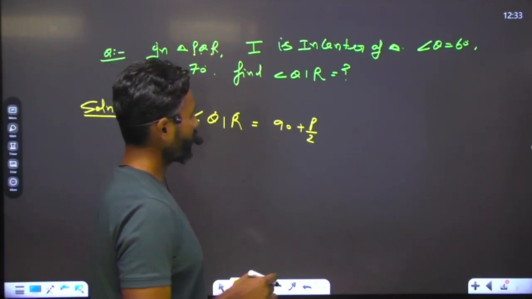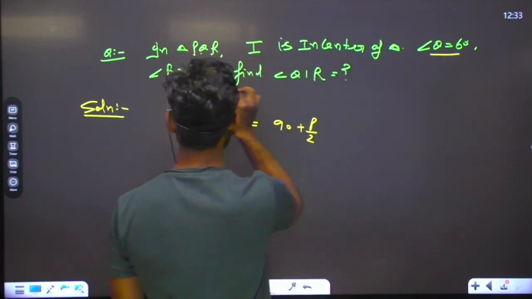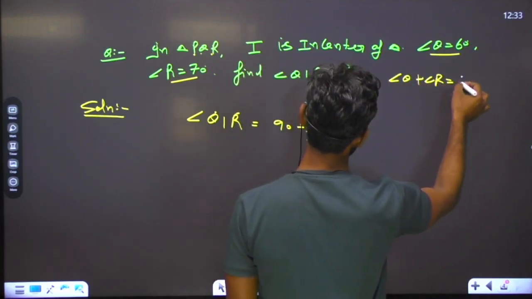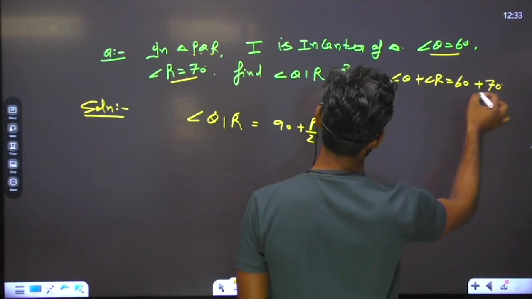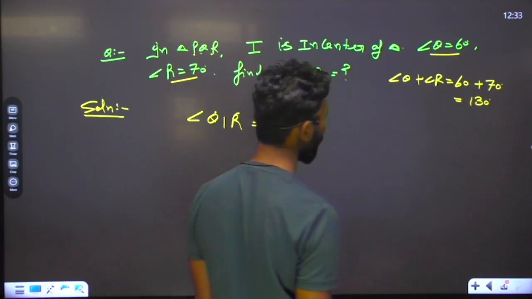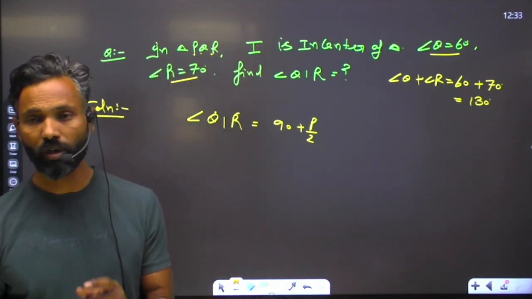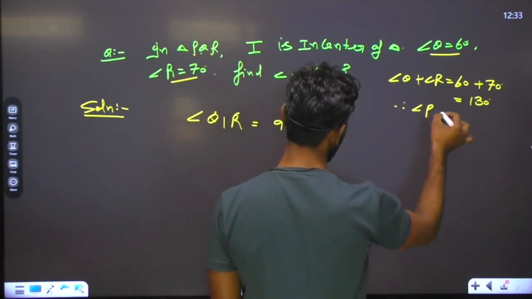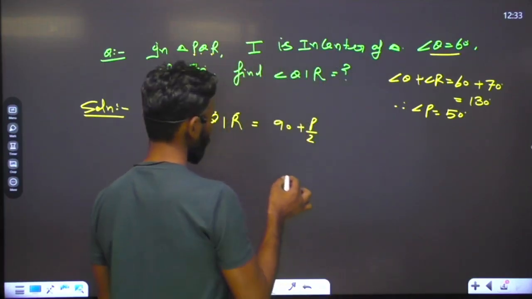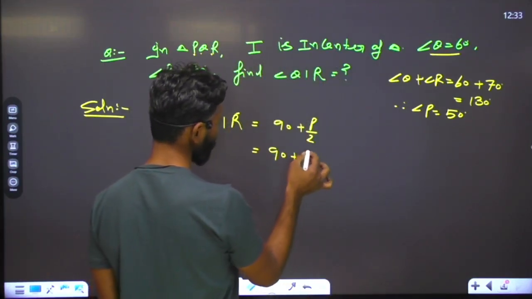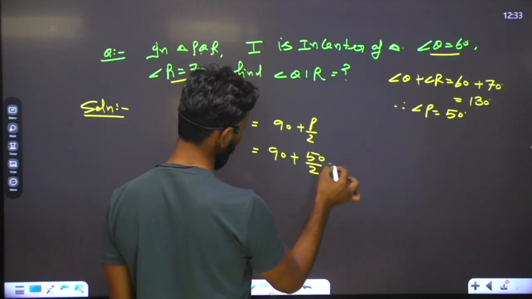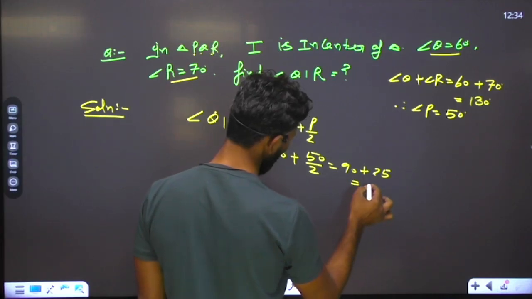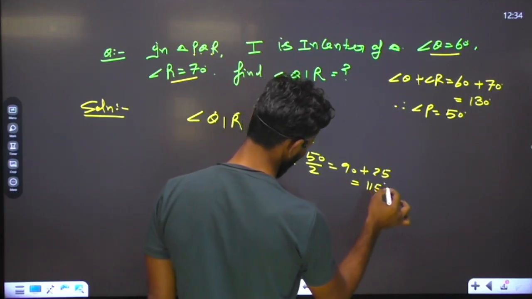In the question, it is clearly mentioned that angle Q is 60, angle R equal to 70. So Q plus R equal to 60 plus 70 equal to 130 degree. And we already know that the sum of all angles of the triangle is 180 degree. So angle P will be equal to 50 degree. It is obvious. So I'm going to replace over here 90 plus 50 by 2. It will become 90 plus 25, and the answer is 115 degree. So this is the answer.